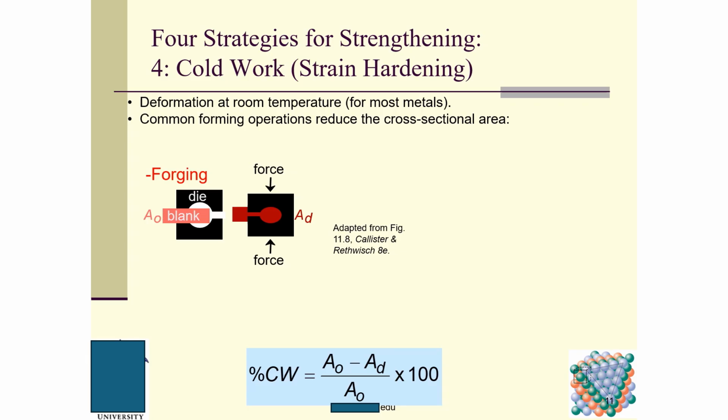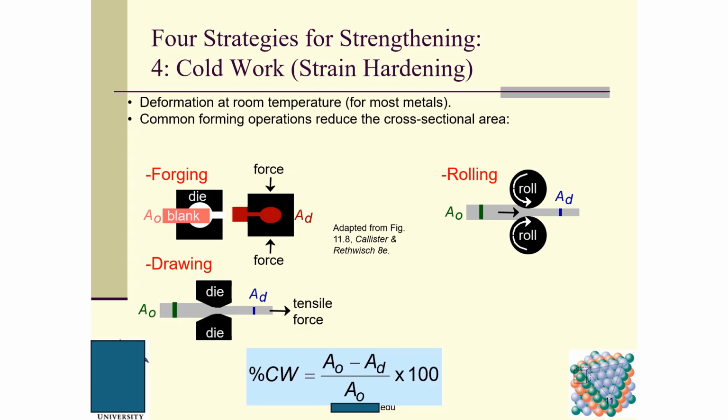A0 is the original cross-sectional area, and Ad is the final cross-sectional area. The difference between these two divided by A0 and multiplied by 100 equals the percentage of cold work. Drawing is another example. This is a die, and usually dies are made of very, very hard material. This is either a plate or a rod. If we pull it this way, this is A0, and this is Ad, the final one. We can also use this equation to quantify the percentage of cold work, or strain hardening.